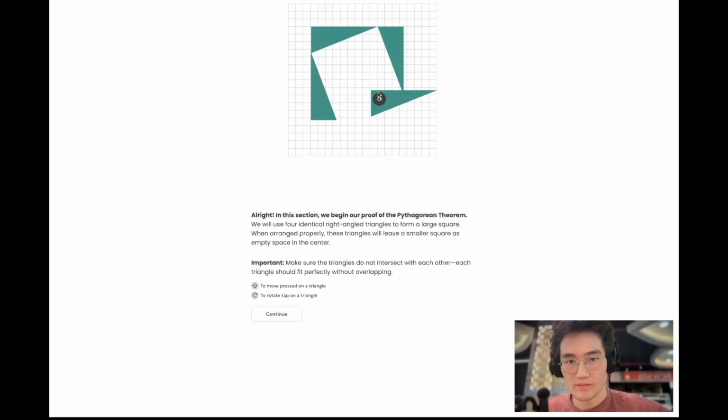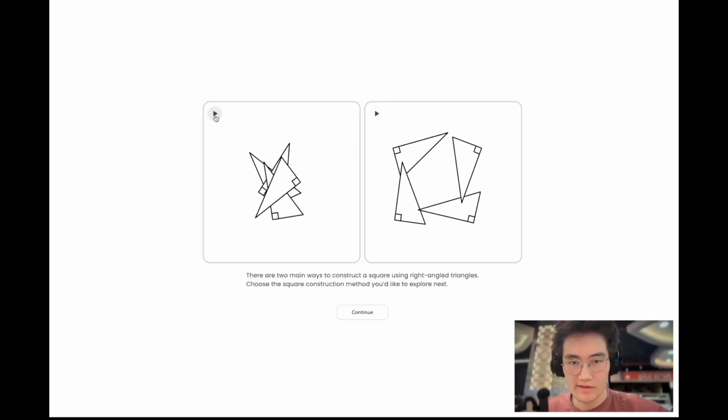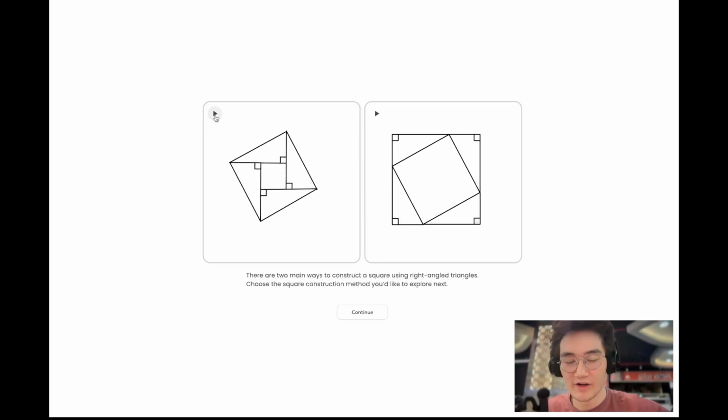So one of them is this. So, okay, let's continue. There are two main ways to construct a square using right-angled triangles. Choose the square construction method you would like to explore next. So let's see. Okay, I have it back here. Okay, so I constructed this, and this is another way to construct it. Okay, let's go with the first one.